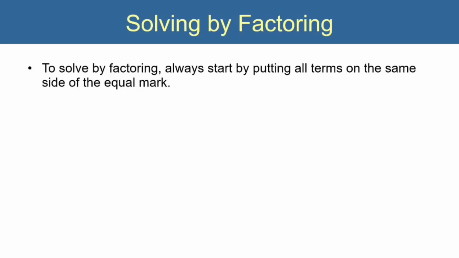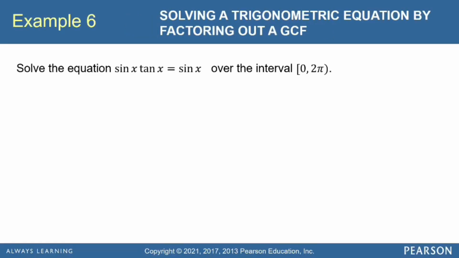Now the equation in the last example was already factored for us, but most of the time we'll have to do our own factoring. So just a reminder, to solve by factoring, we always start by putting all terms on the same side of the equal mark. That's because we need to have one side of the equation equal to 0 so that we can use the zero factor property to finish the solving process. So here's example 6, and it says solve the equation sine of x times tangent of x equals sine of x over the interval from 0 to 2 pi.